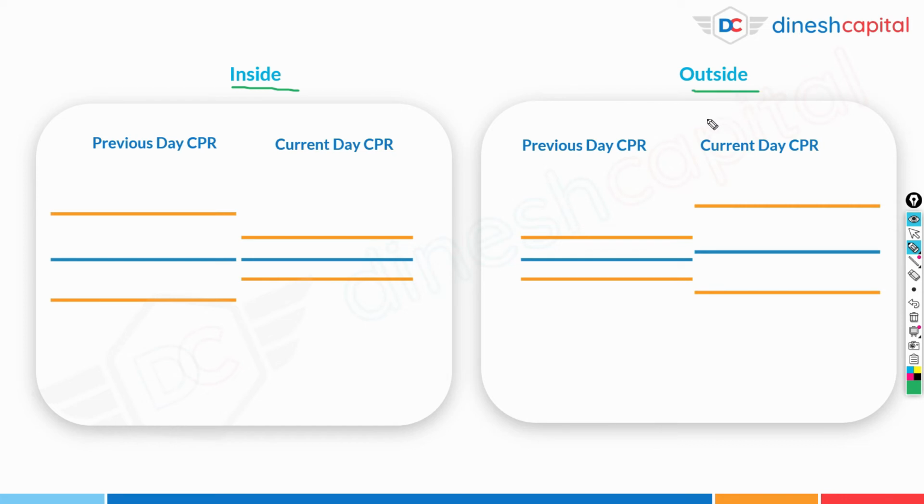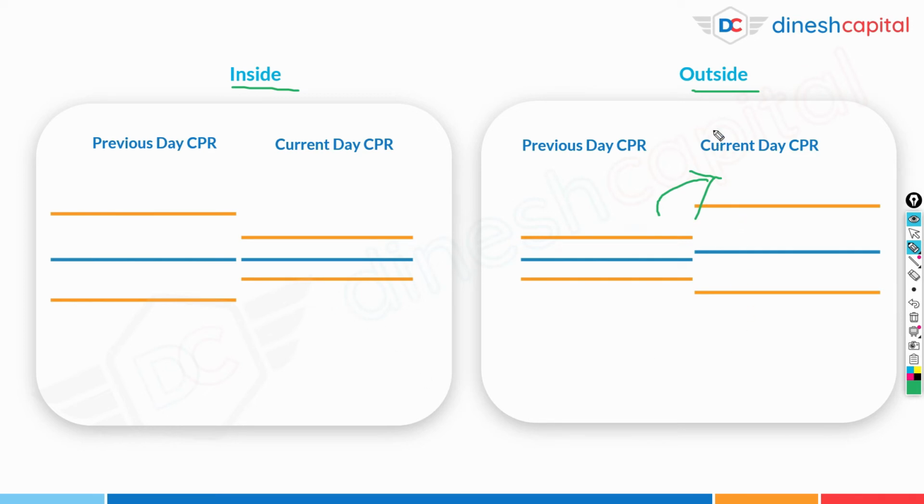This kind of pivot levels can tell us about the market sentiment and the type of the day, because in these 2 types we are not only comparing the 2-day pivots, the pivot width also comes into play. Here it is more wide, here it is narrow.